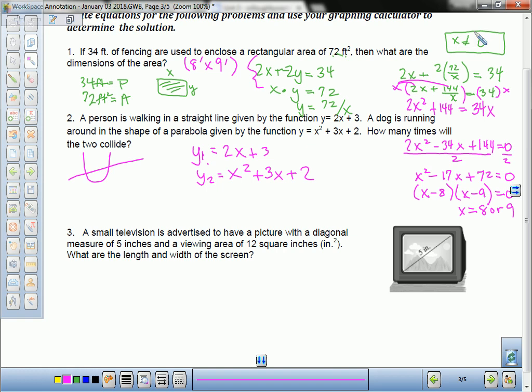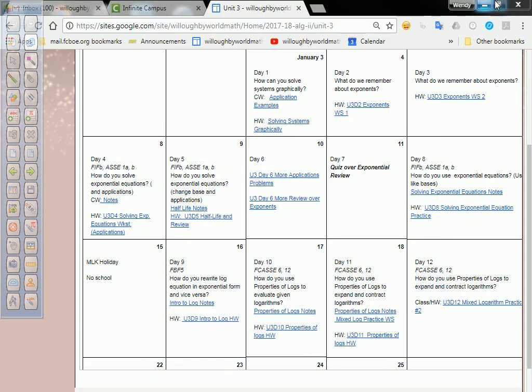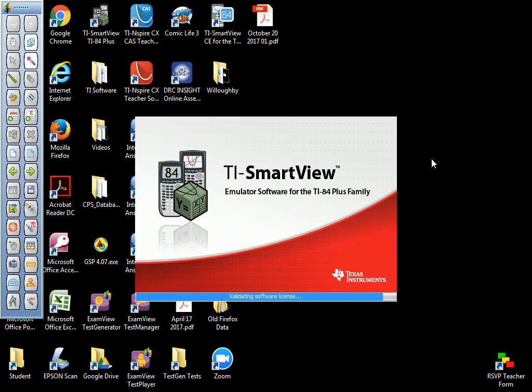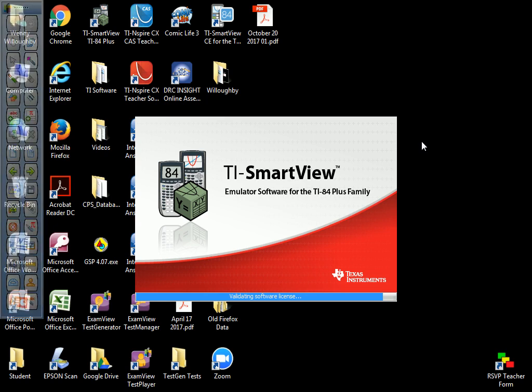Okay. So let's take a look at these two equations on the graphing calculators. And if you have yours, you may go ahead and pull that out. If you don't, you just pay attention. They touch twice. You've already got it. You beat me to it.